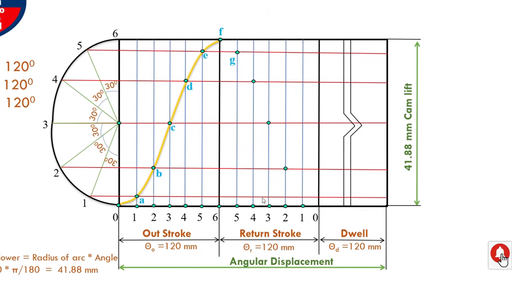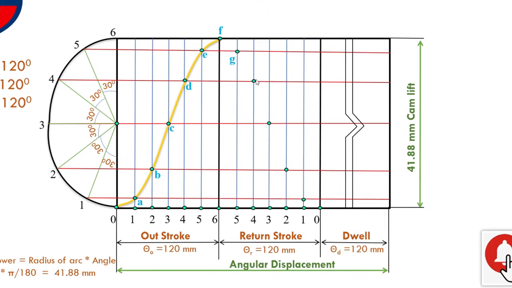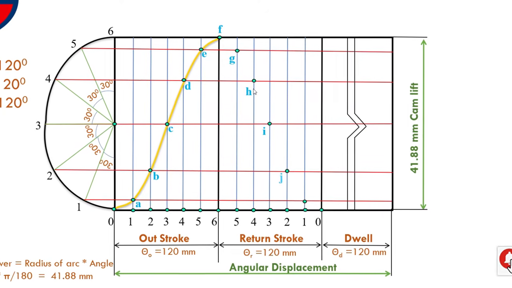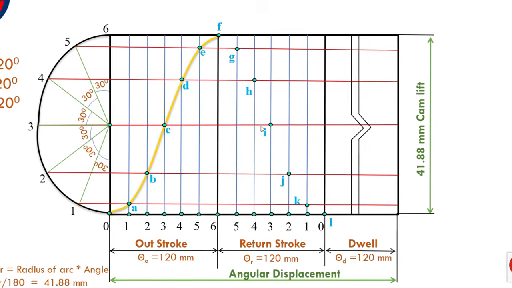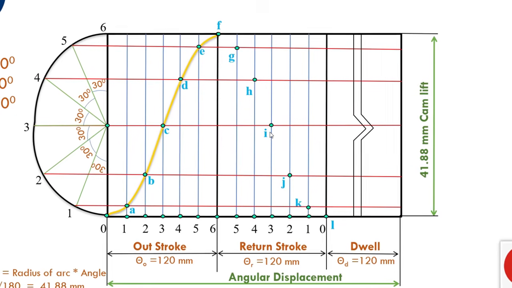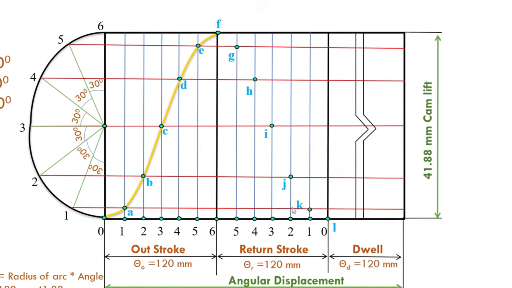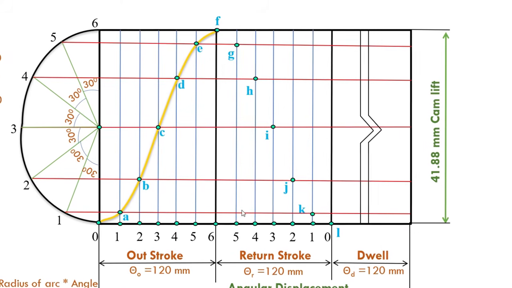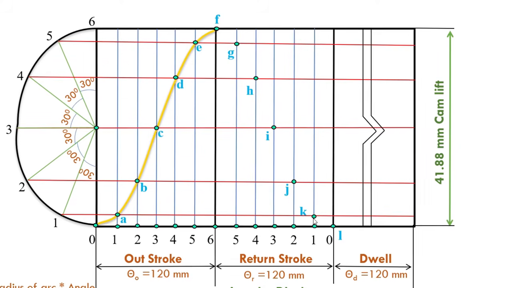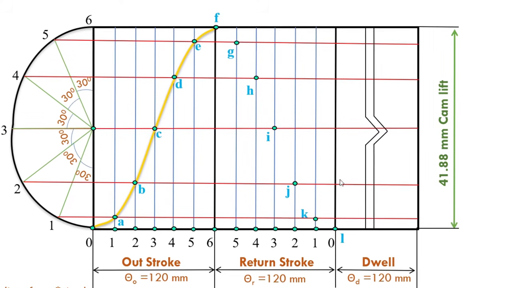Then the fourth division vertical line, this horizontal line intersect here. This is point H. Third division vertical line, this semicircle line intersect here. This is point I. Then second division point J. First division vertical line, horizontal line intersect here. This is point K, and final point A.